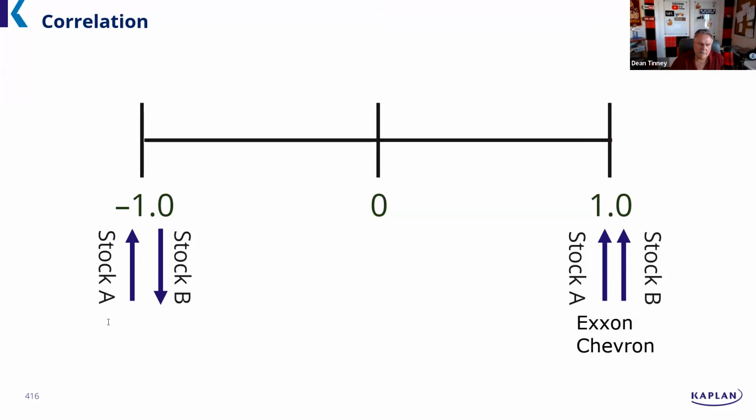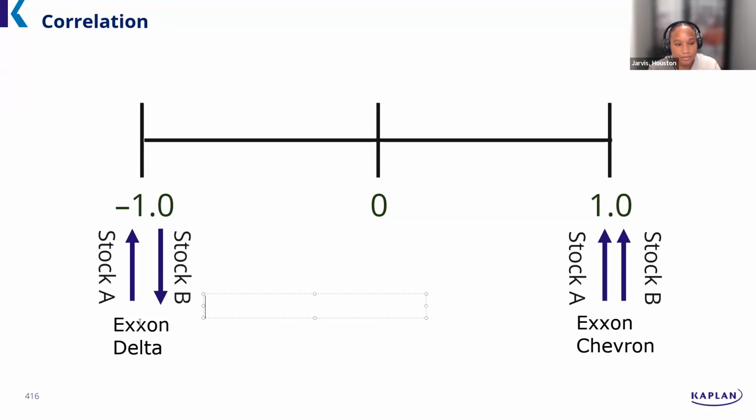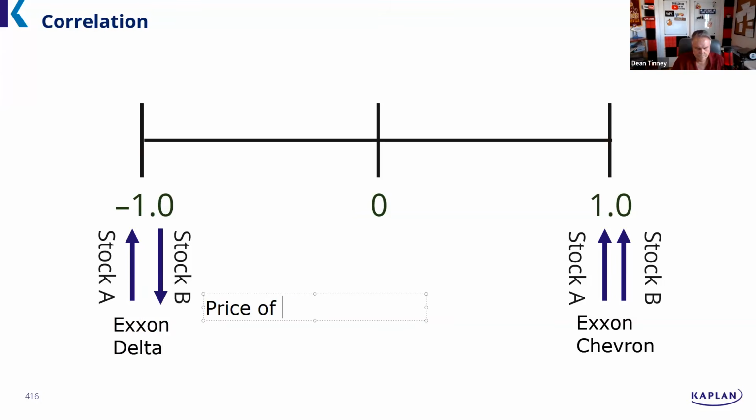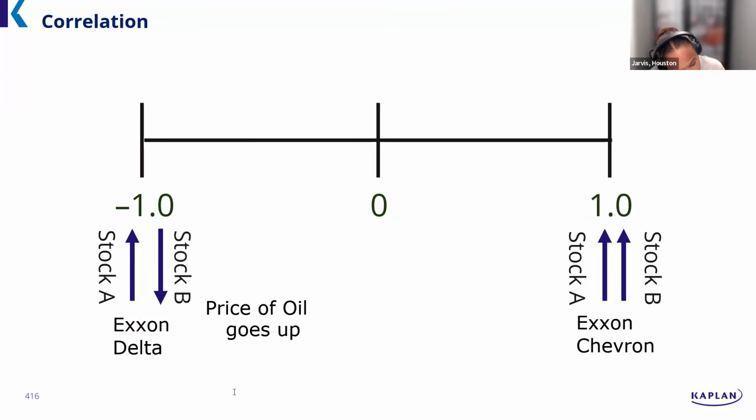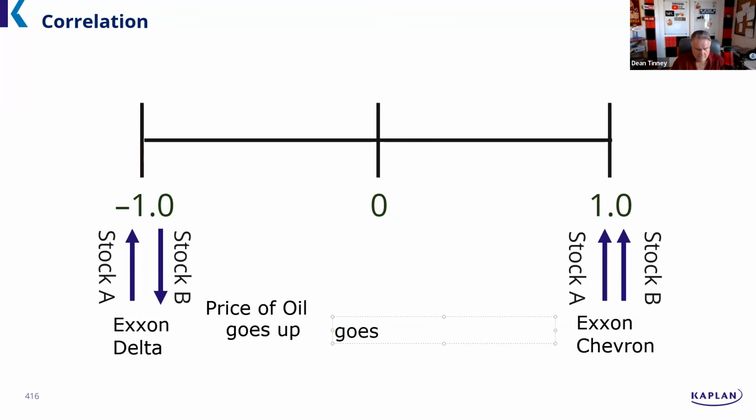Now, let's say I have Exxon in the portfolio, and I want something that has a different correlation. Maybe I put Delta, the airline company, in there. Because when we think about the price of oil and how it impacts these companies, if the price of oil goes up, that's good for Exxon but bad for Delta, because Delta needs jet fuel to fly around. And if the price of oil goes down, that's bad for Exxon but good for Delta.